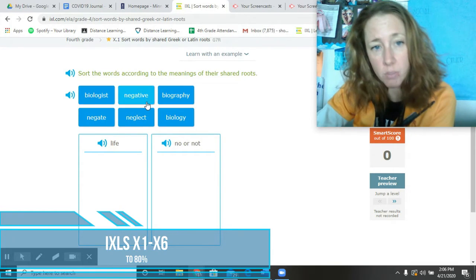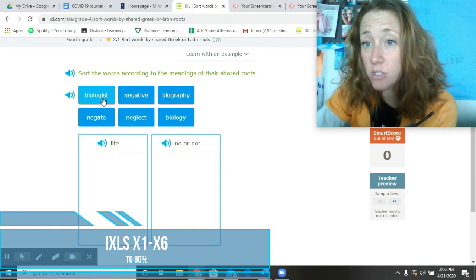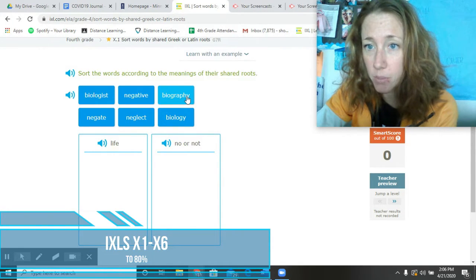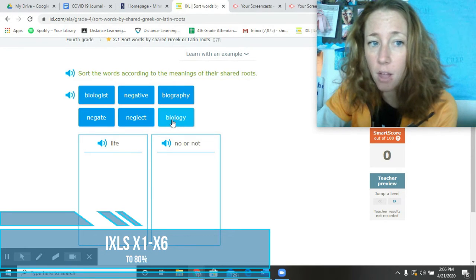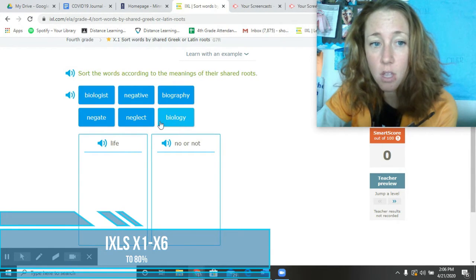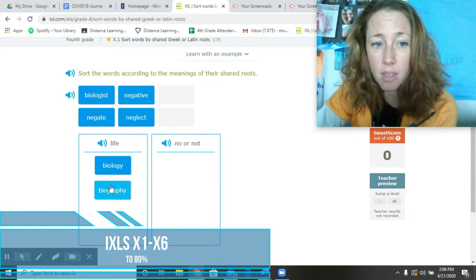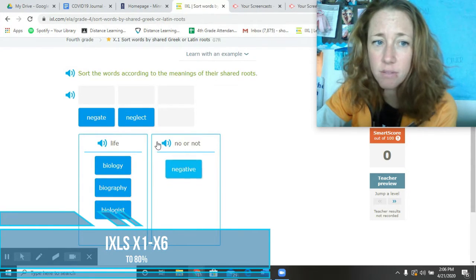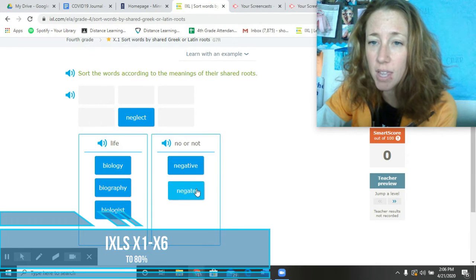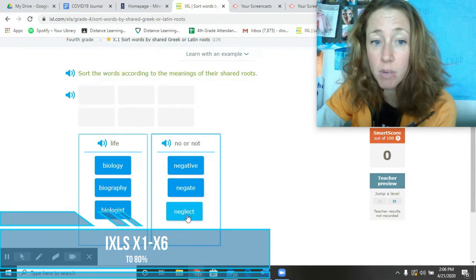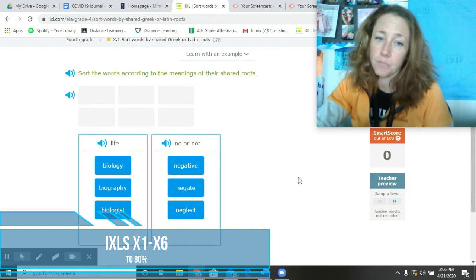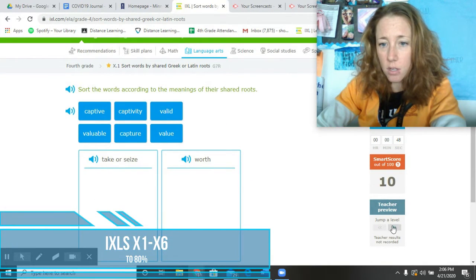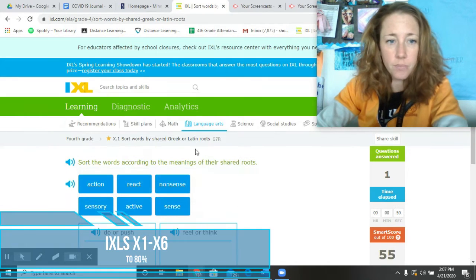So if I think about what words mean, a biologist, somebody who studies living things. Biography, somebody who writes about somebody else's life, right? Biology, study of living things. So these words are going to be bio words, and then no or not, negative. You're not positive. If you negate something, you say how it is wrong or bad. If you neglect somebody, you don't give them attention. So I'm going to sort those like that. Submit. Jump a level.